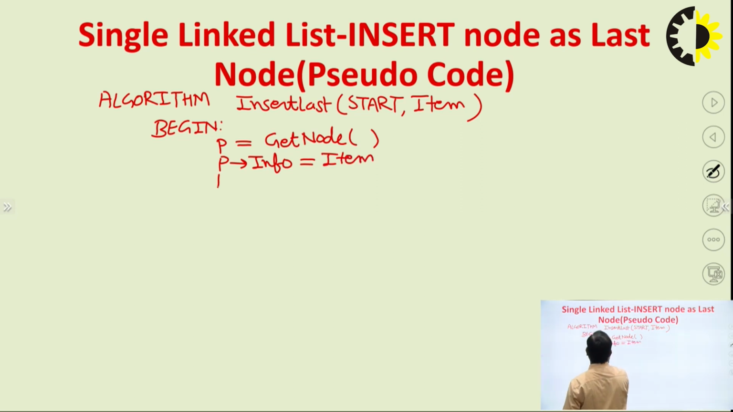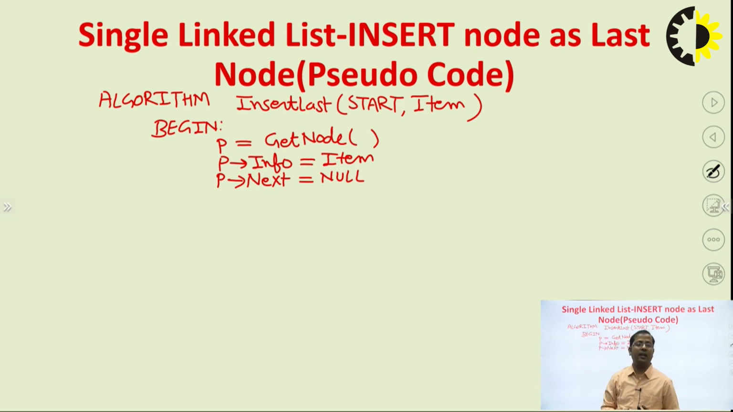Also this node is inserted as a last node. So write p arrow next equals to null. So both are repeating statements. You can write them inside the if else case and repeat them, or if you don't want to repeat them, write them once at the top: p arrow info equals to item and p arrow next equals to null.